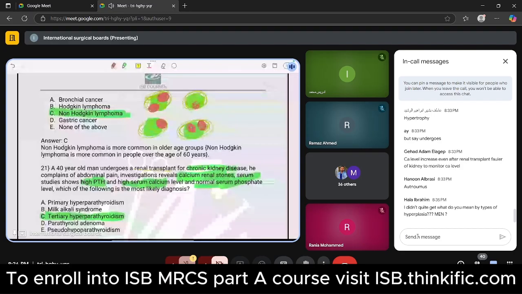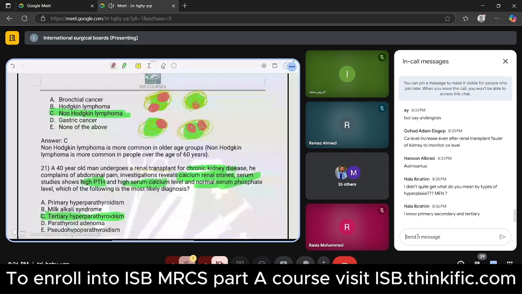This is a pathological definition, not clinical. The pathological definition is that when nodularity develops in the gland, we say this patient has developed an irreversible change in the gland, meaning it's autonomous. Even if the stimulus has been removed, it will continue releasing PTH. Okay?